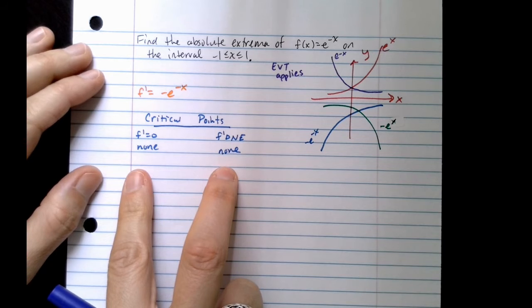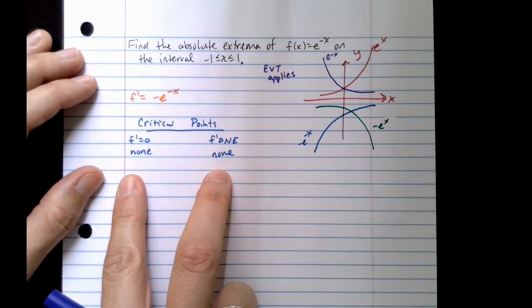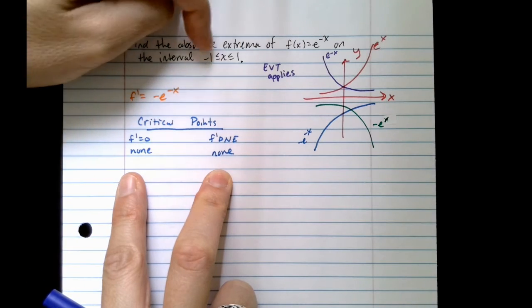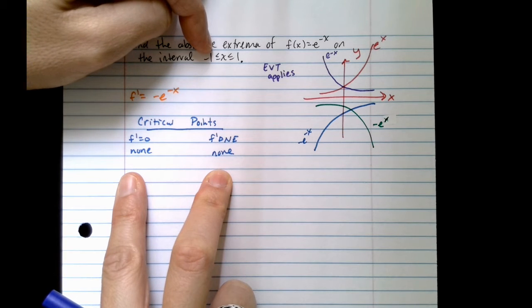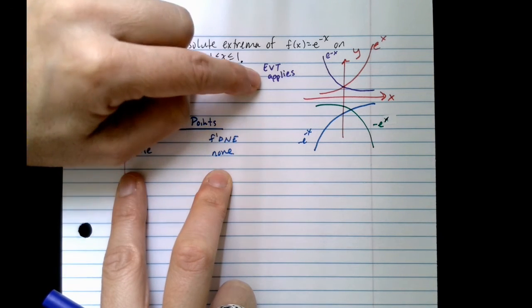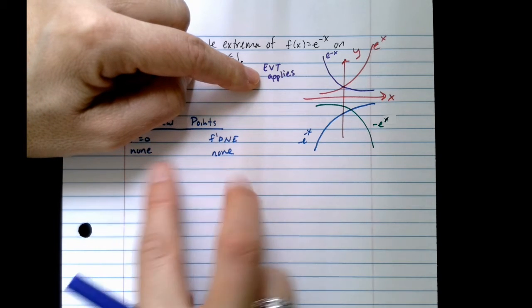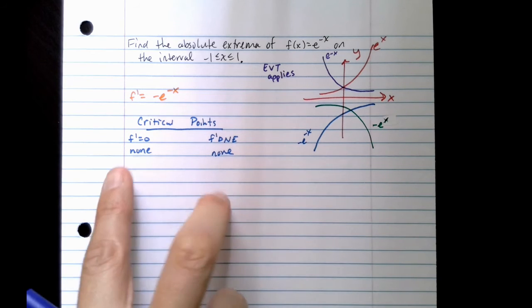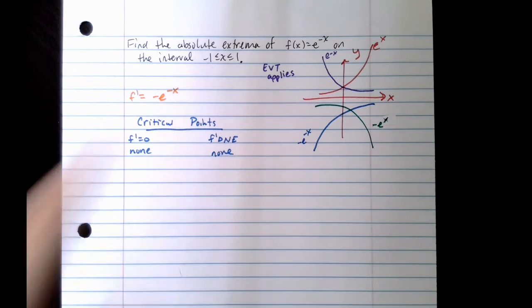So we have no critical points to test. What that means, though, is we only have to test our endpoints, which means our absolute extrema should come from our endpoints. How do I know that? Because the extreme value theorem applies. And remember, if the extreme value theorem applies, that means I'm guaranteed an absolute max and an absolute min. So if it's not the critical points, then it has to be at the endpoints.